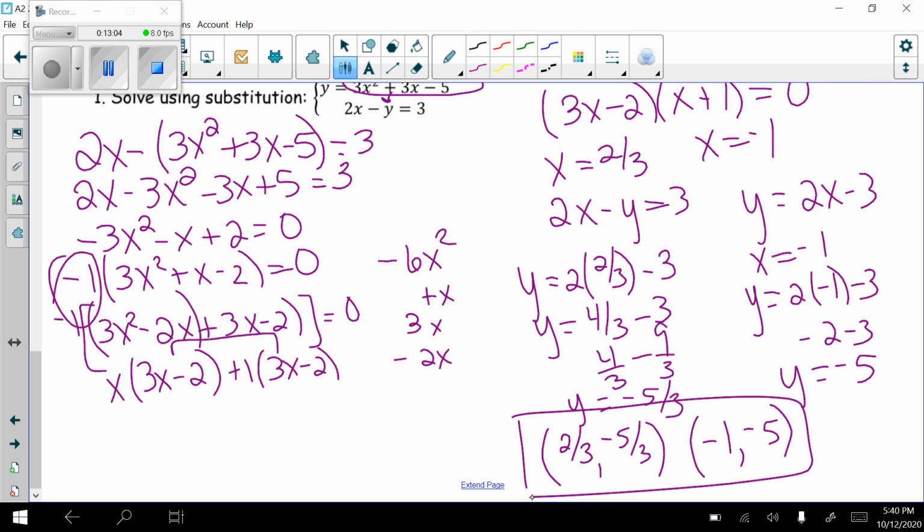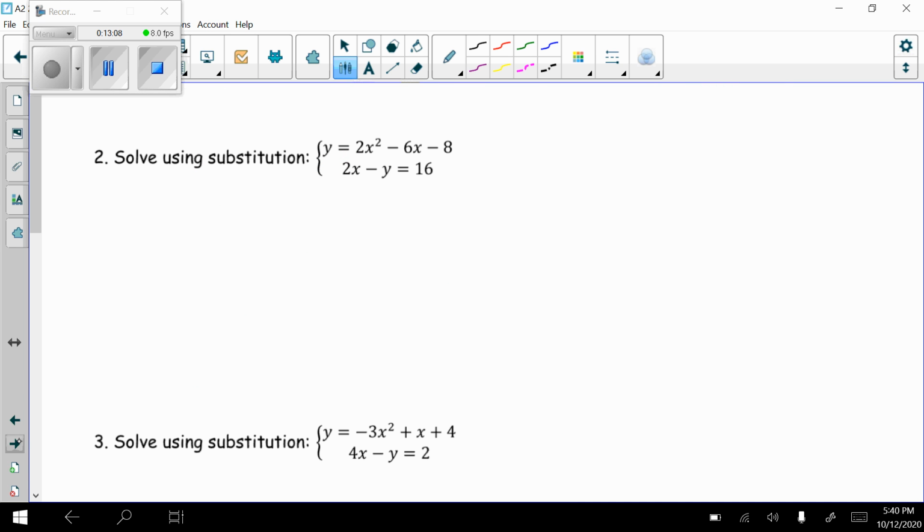Okay. We're going to do another one of those. So again, solve using substitution. Again, I notice that the first one is already solved for y. So I'm going to take that whole thing and plug into the second equation where I see the y. So this whole thing in here. So I have 2x minus, in parentheses, 2x squared minus 6x minus 8. All of that equals 16.